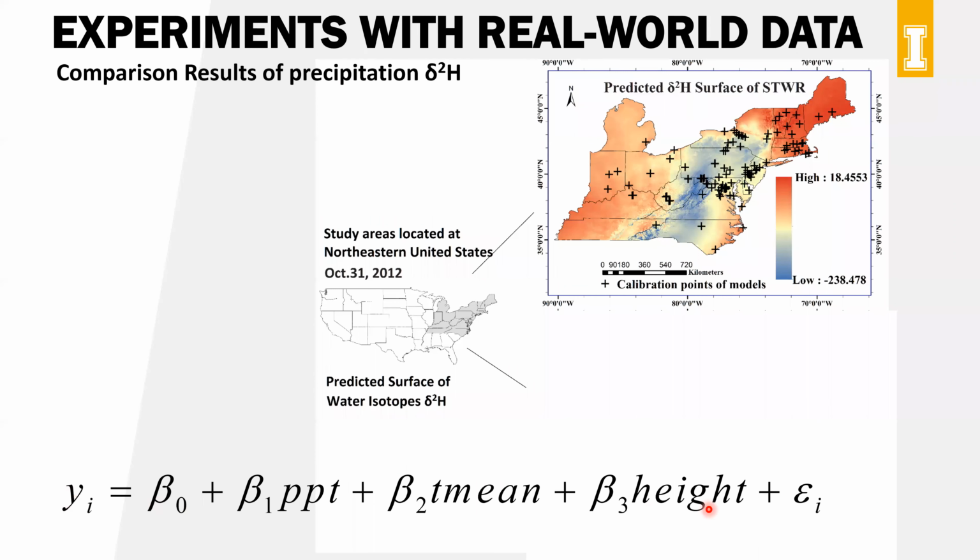The model we created is Y equals beta 0 plus the influence of precipitation, temperature, and elevation. PBT is precipitation, Tm is temperature, and elevation. Later, in the showcase, I will show the code for running this case.